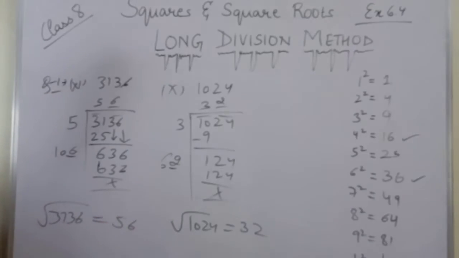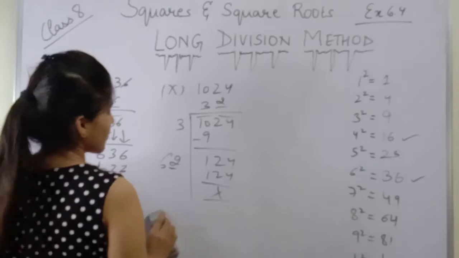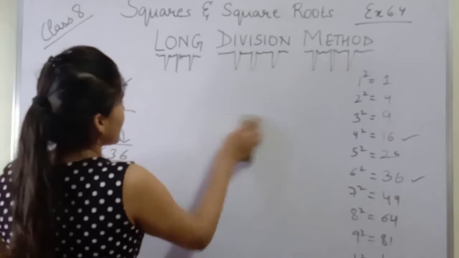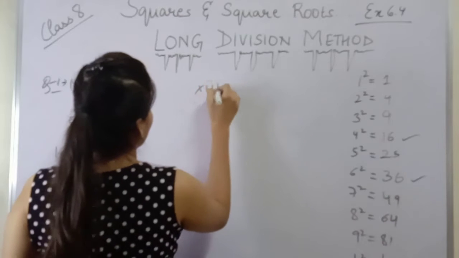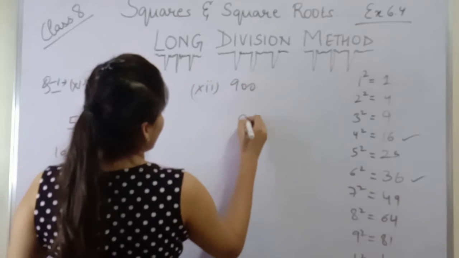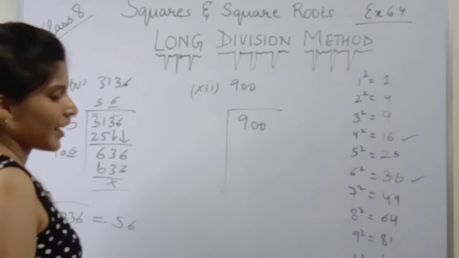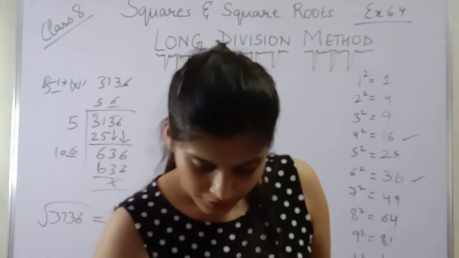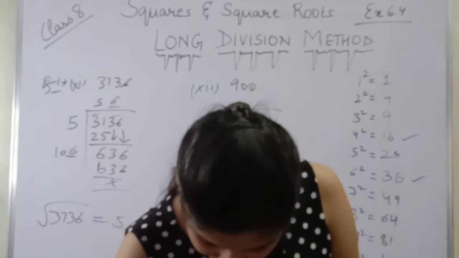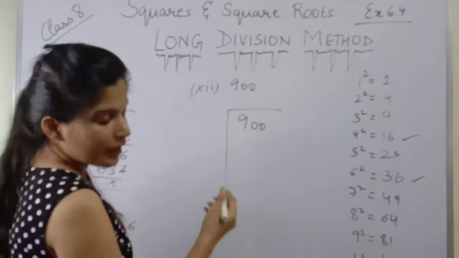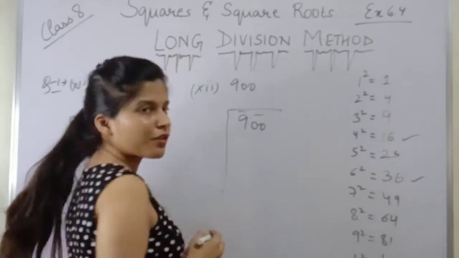Okay, this was our second last part. Now let's come to the last part of this question, the 12th part, which is 900. Now 900 is there, so now we will make pairs. We will start making pairs from the right side. 0 0 made one pair and there is one pair of 9.